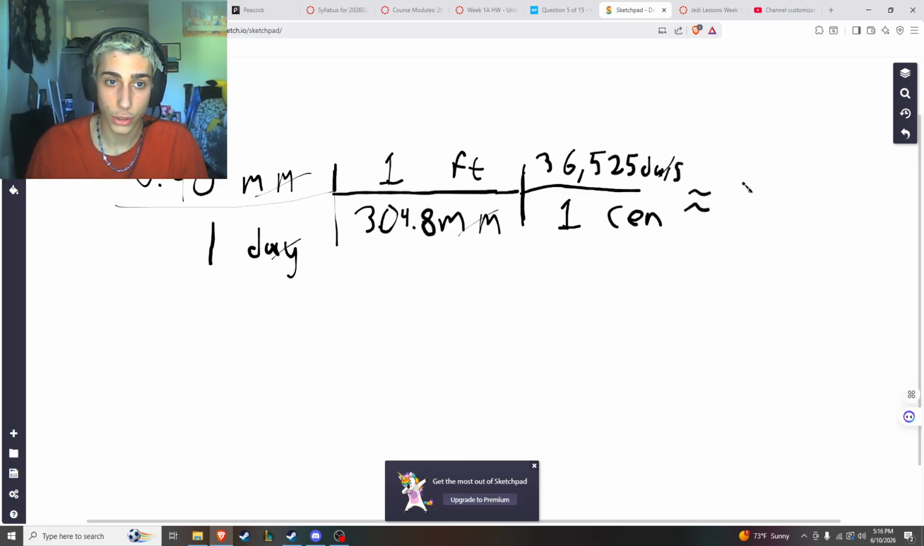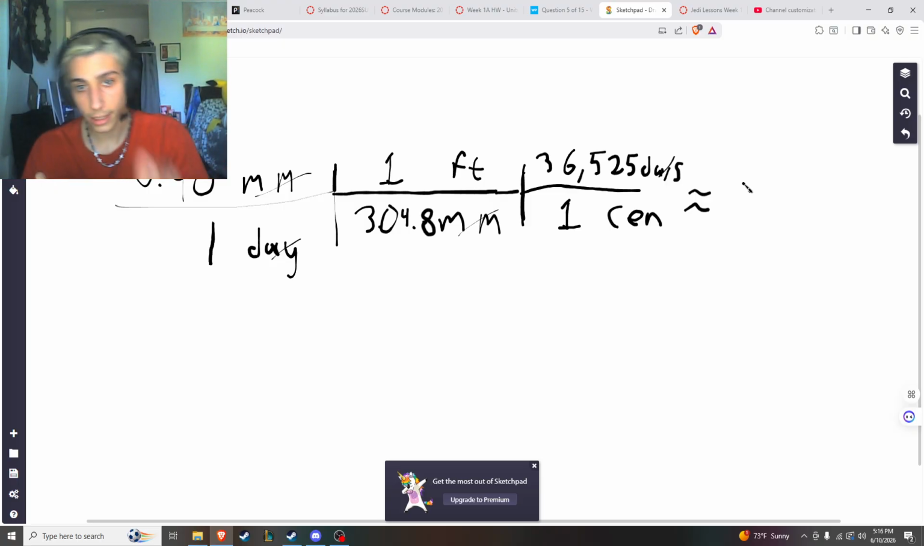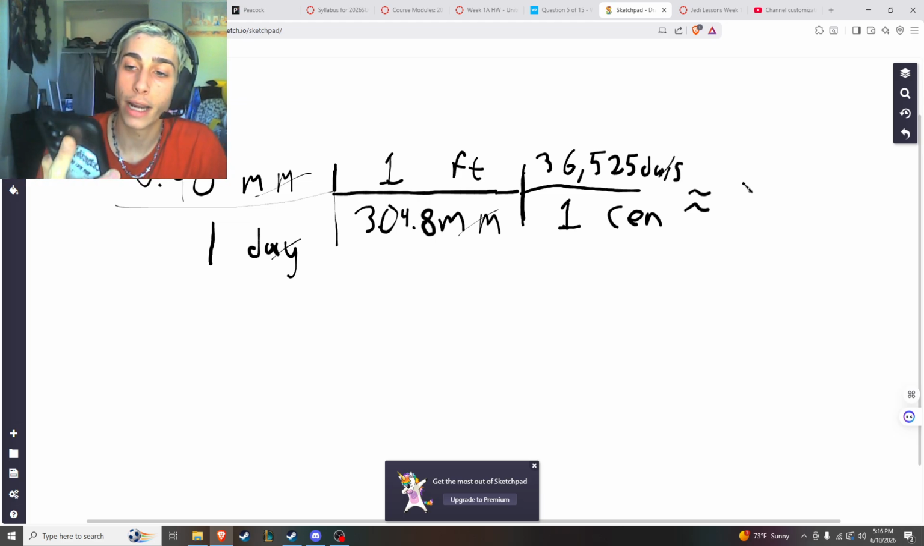But if we do 0.40, you want to multiply the top and then divide by the bottom. Obviously, you don't have to look at the ones. So 0.40 times 36,525 is 14,610. Then we divide by 304.8. Yeah. So you get 47.93.